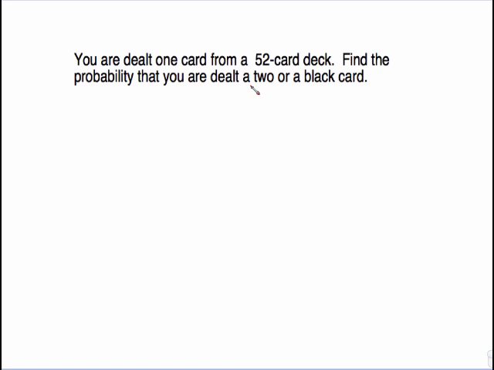Find the probability that you are dealt a 2 or a black card. You have to ask yourself, is there an overlap between here? Is there a 2 that's also a black card? And the answer is yes. So this is where we have to use the formula of P of A plus P of B minus P of A and B. So how many 2s are in the deck of cards?